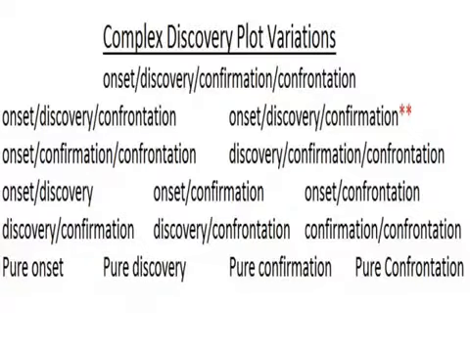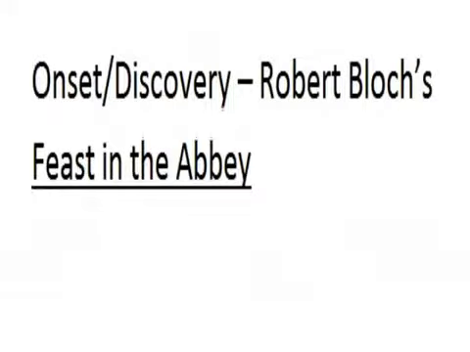So, onset discovery plot. That would be the first one on here. The example that Carroll gives is... Oh, these are weird. It's out of order. Okay, yeah. The example that Carroll gives is Feast in the Abbey. Robert Bloch.